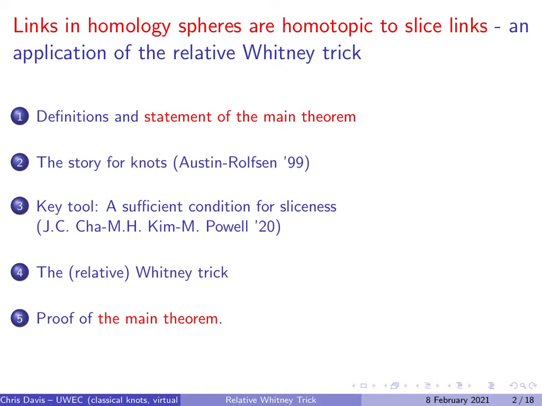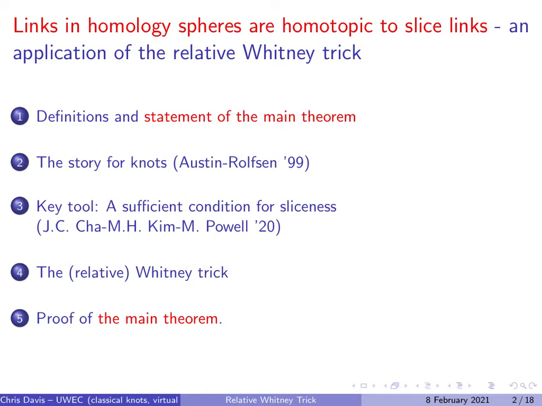Now this result, that links in homology spheres are all homotopic to slice, is really an old result, at least for knots. Old in the sense that it comes from before the turn of the century. Austin and Rolfsen proved it in '99. And I'm going to recall for you a brief summary of their proof, because the proof that I'm going to present will be fairly similar.